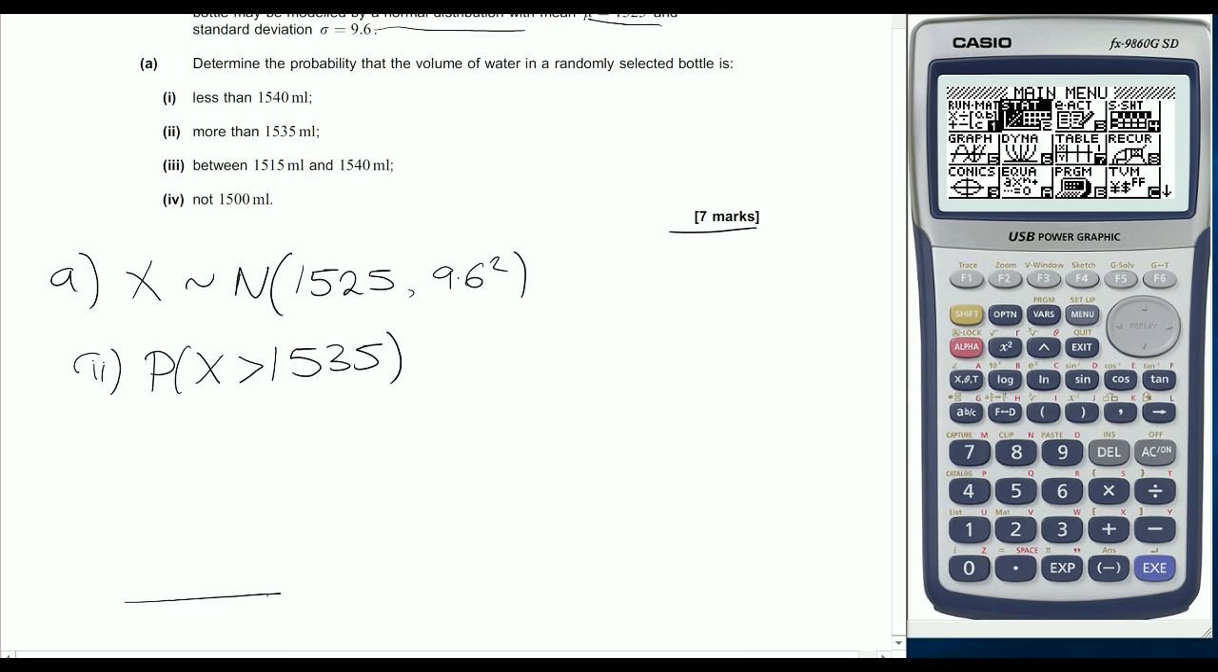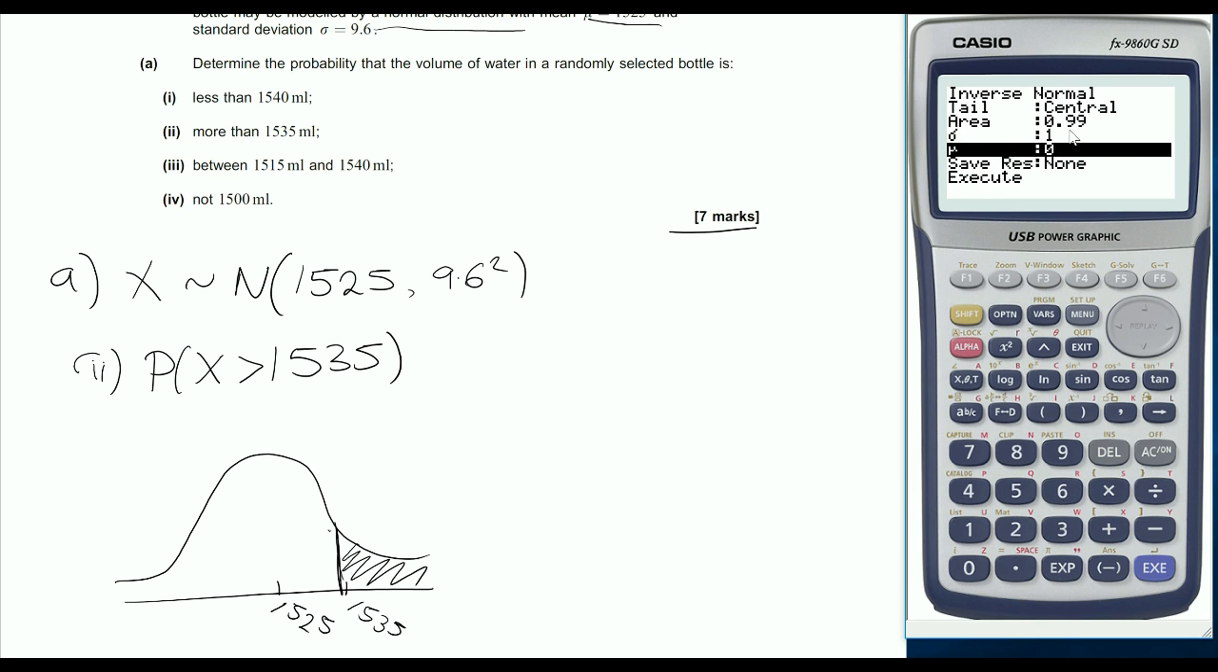So drawing myself a quick picture again, normal distribution, mean in the middle there, and 1,535 is to the right of the mean. So we are looking for this section here, and we're trying to find out that probability. As I said earlier, you can do this in different ways, but we're just going to put all the information straight into our calculator.